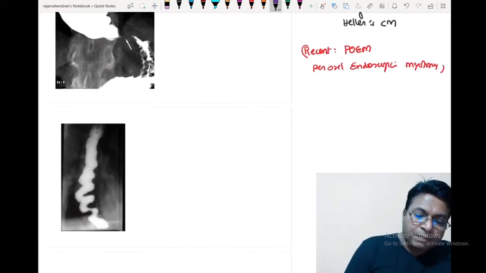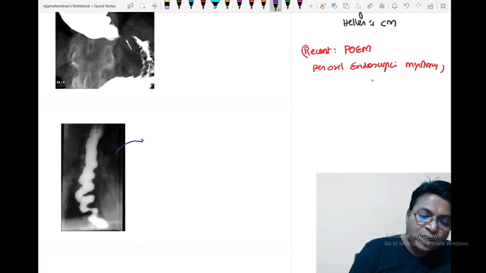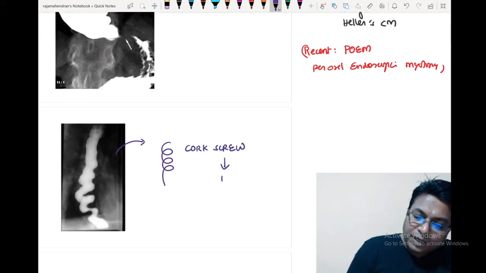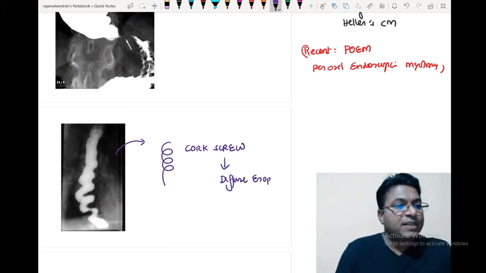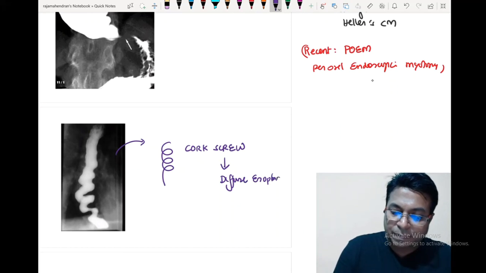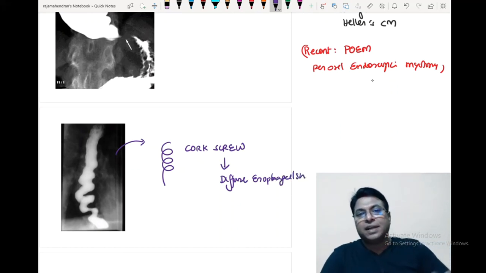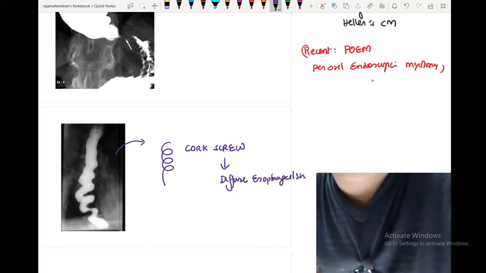So what is this? This is a barium swallow. All these are barium swallow images showing you an appearance like this. It is a corkscrew esophagus. Where is it seen? It is seen in diffuse esophageal spasm. It is a motility disorder. Please don't forget, this is seen in diffuse esophageal spasm. You get this image.